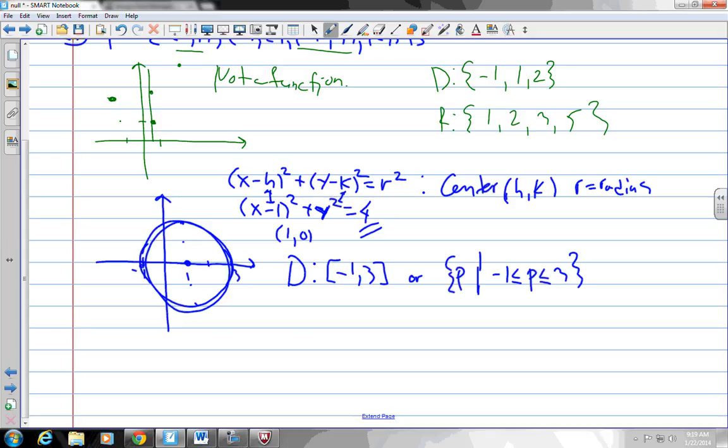How about the range? What is the range of this relation? -2 to 2, because the radius is 2, so this point right here is (1, -2). This point right there is (1, 2). So on the y, we just covered everything from -2 to 2, including -2, including 2. Those are brackets.